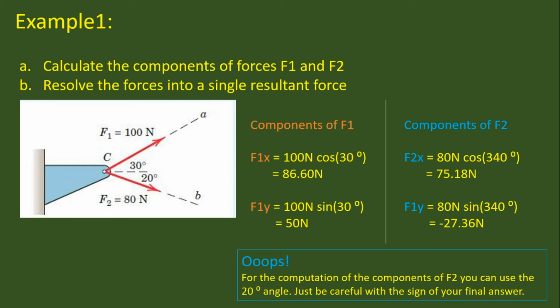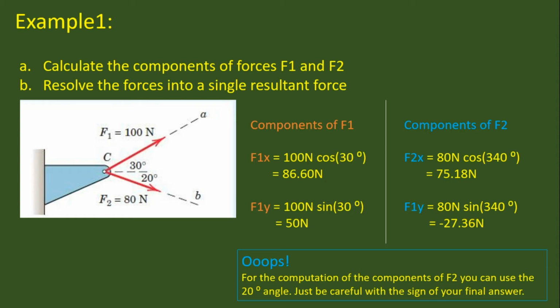So may reminder po dito na pwede natin gamitin yung 20 degrees na given. However, we just have to remind ourselves na nasa ilalim yun, nasa fourth quadrant. Kasi kapag 340 degrees yung ginamit natin, automatic na magne-negative 27.36 yung result. Ibig sabihin, yung y natin ay nasa down na direction, nasa pababa.